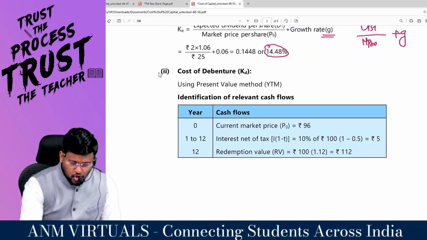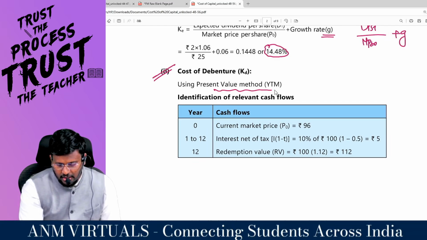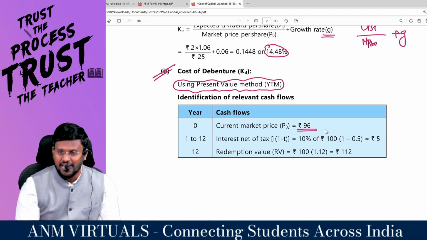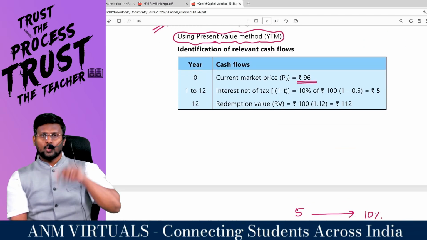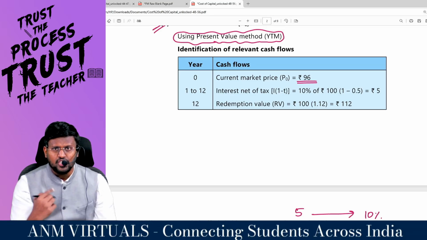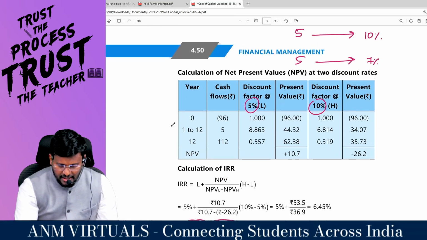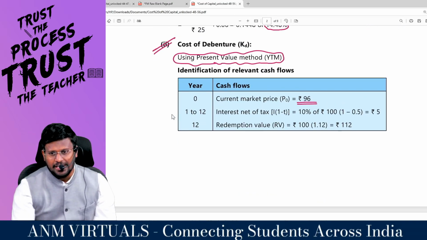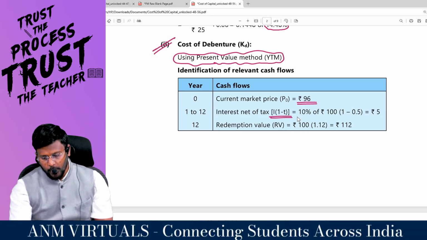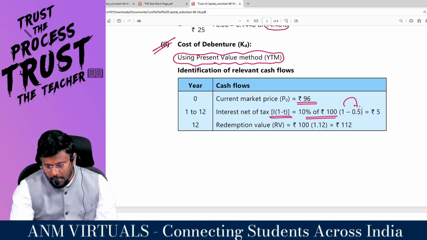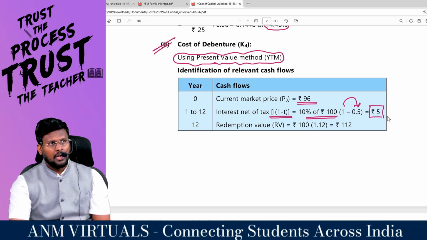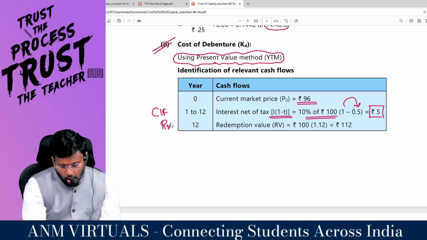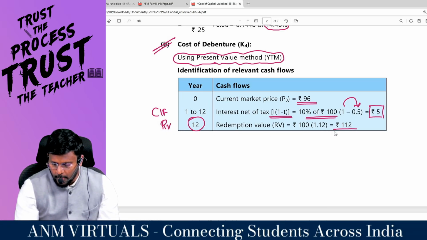So what they have done, my dear lovable students: cost of debenture KD using present value method, that is YTM, yield to maturity. Identification of the relevant cash flow: year 0, current market price 96. That means as an investor, today you have to invest 96. So will that 96 be cash inflow or cash outflow? Cash outflow. That's why they are taking 96 as cash outflow. From 1 to 12 years, you will get interest net of tax, that is I into (1 minus T), which is 10 percentage of 100, that is 10 into (1 minus T), so 5 rupees will be the cash. This is a future cash flow, so it is going to be cash inflow. Redemption value is also a cash inflow. On the 12th year, redemption value will be 112 rupees.